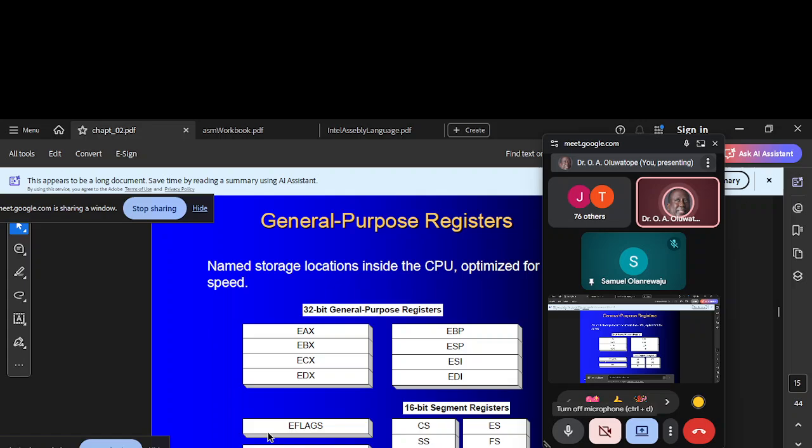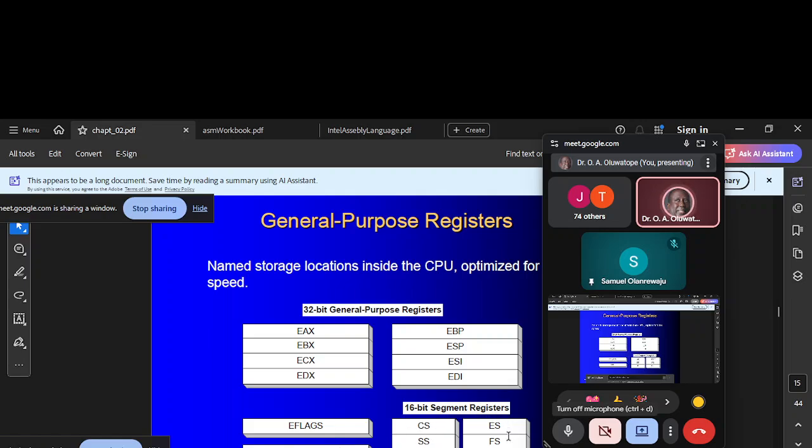Now the flags. The flags register can be 16-bit or 32. If it is EFLAGS, then it is 32. Then you also have the instruction pointer. If it is the extended instruction pointer, it is 32-bit. The instruction pointer holds the address of the next instruction to be fetched from memory.